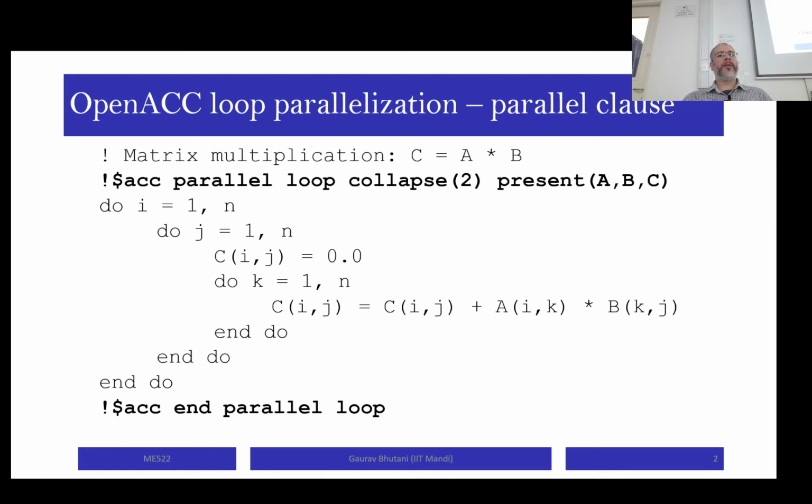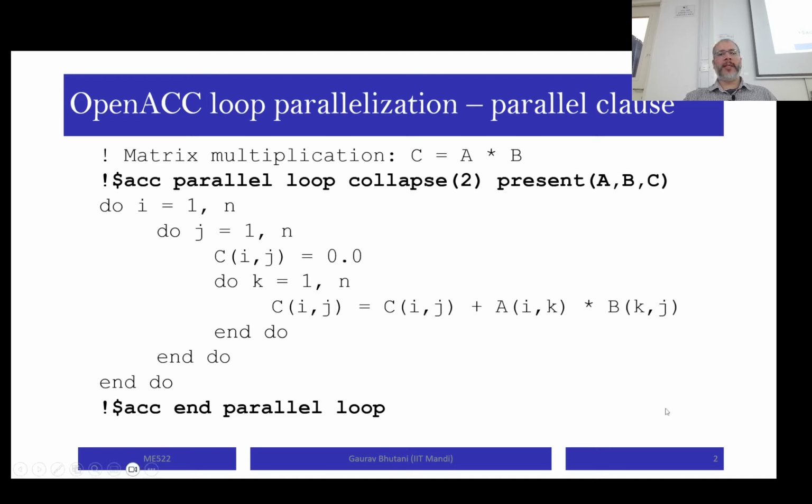If I had only collapse(1) here, it would have gone only to the do i equals 1 to n. It would have generated n threads for this i loop. But if I say collapse(2), it generates n square threads for both the i and j loops. This is possible here because for every i you have j going from 1 to n, so there are n square iterations here.